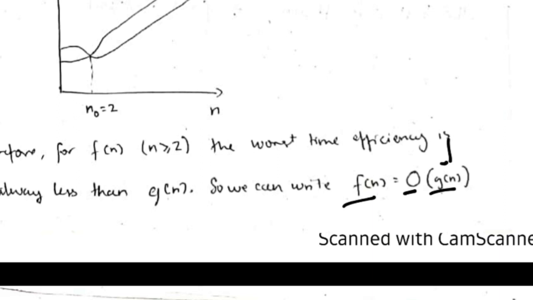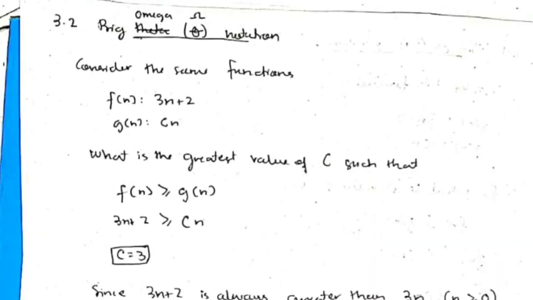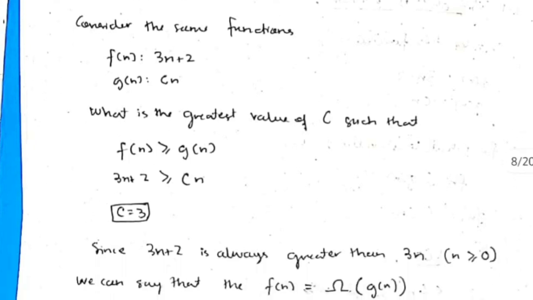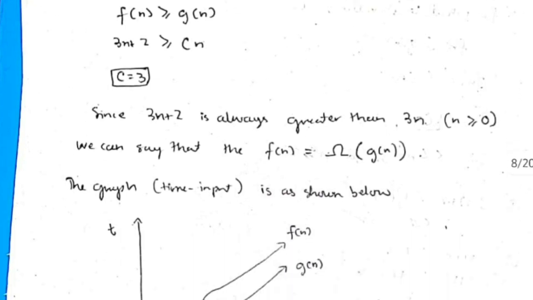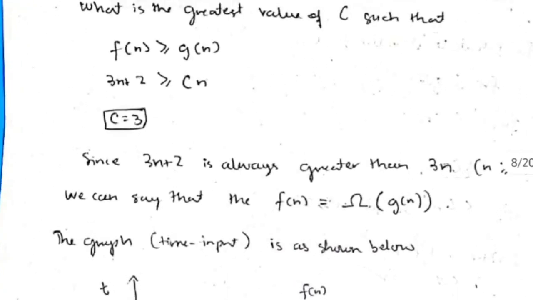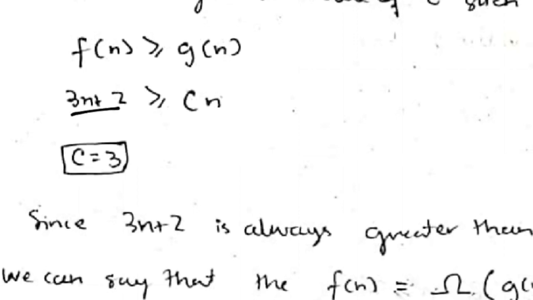That is 4n. In the same way, we have big omega notation, which means f of n should be greater than or equal to g of n. In the previous one, f of n was less than, right? So in this case, it will be greater than. So for what value of c can we have f of n always greater than g of n? If you take c as 3, 3n plus 2 will become 3n plus 2 here.